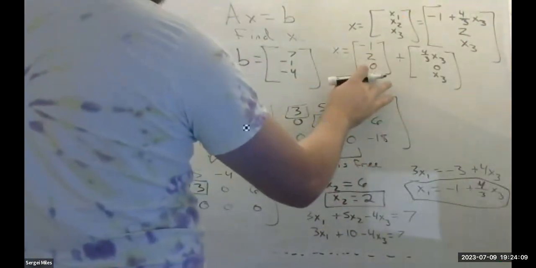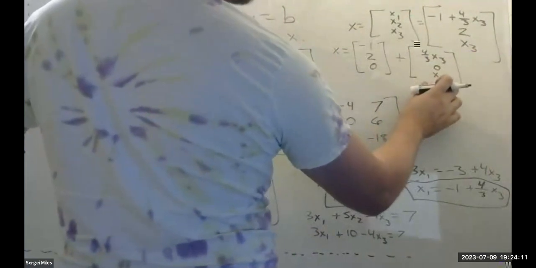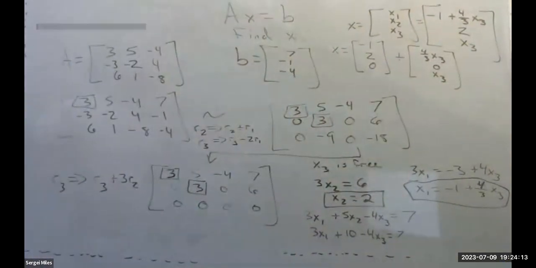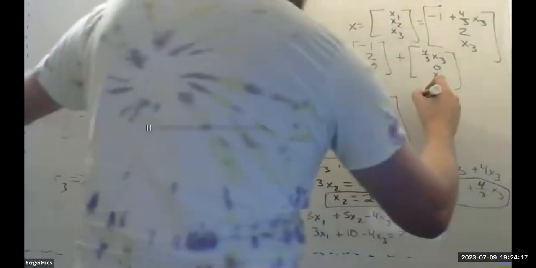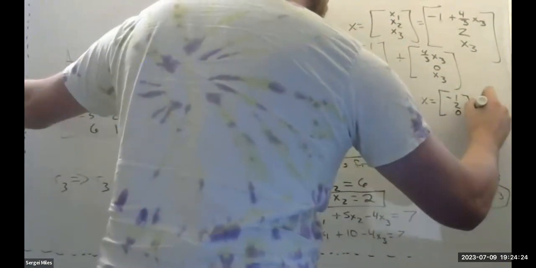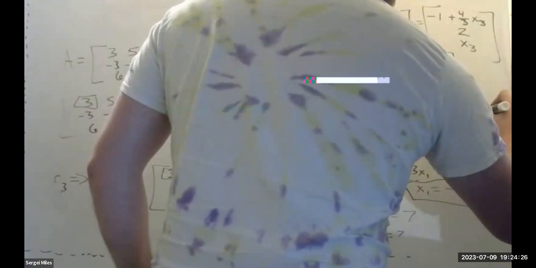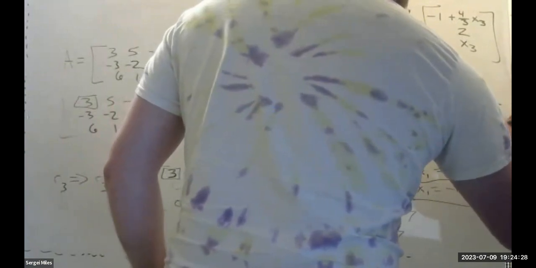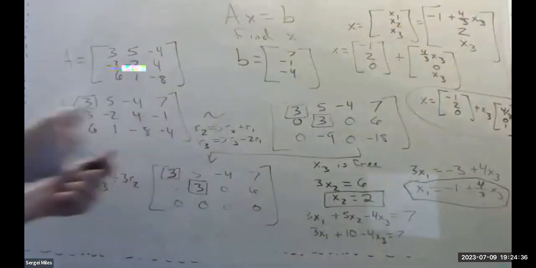I have my constants in one vector. I have all of my x3s in a different vector. All that's left now is to pull x3 out. So x equals (-1, 0) plus x3 times (4/3, 0, 1), right? This would be the final answer for this system.